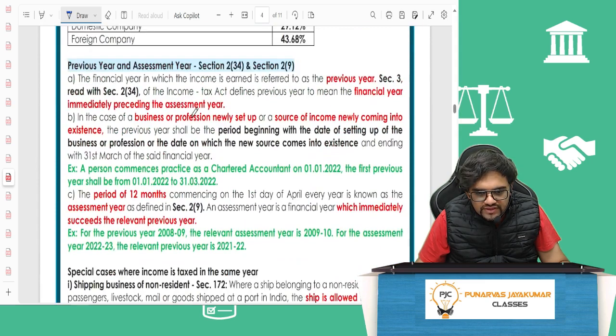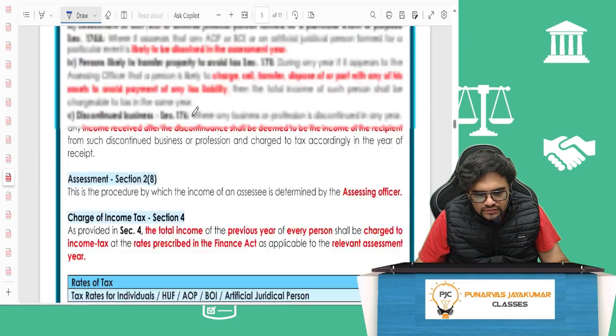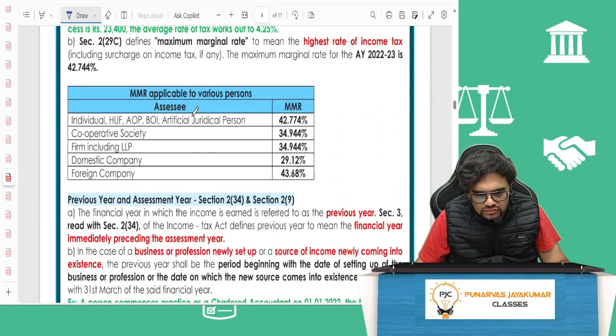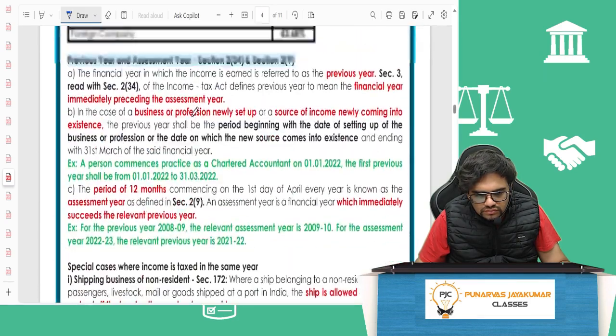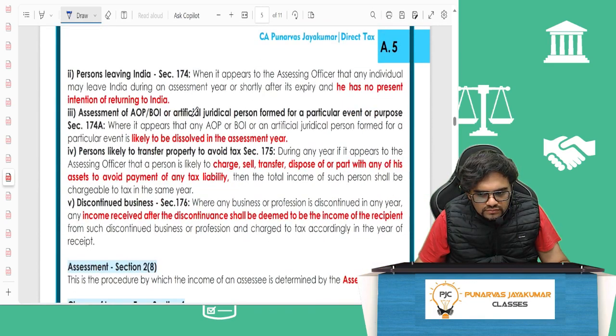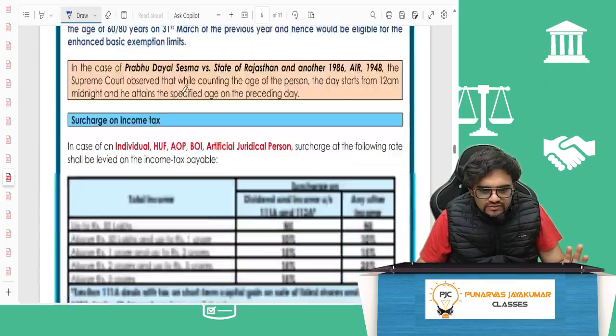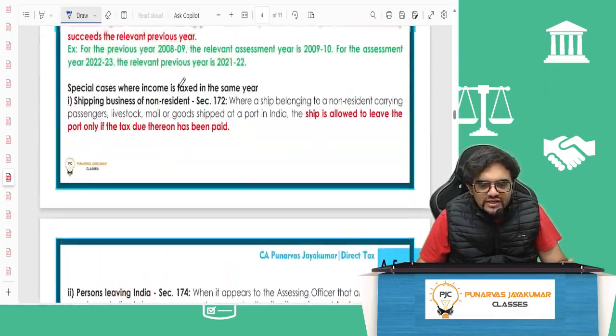Then we saw previous year, assessment year here. All that we have seen. 12 months, etc. Now, we'll come to this average rate of tax. Hold on here. So today's class, we'll be doing the full basics, as in the first chapter. All that we have to finish off. Okay, that is the agenda for today.